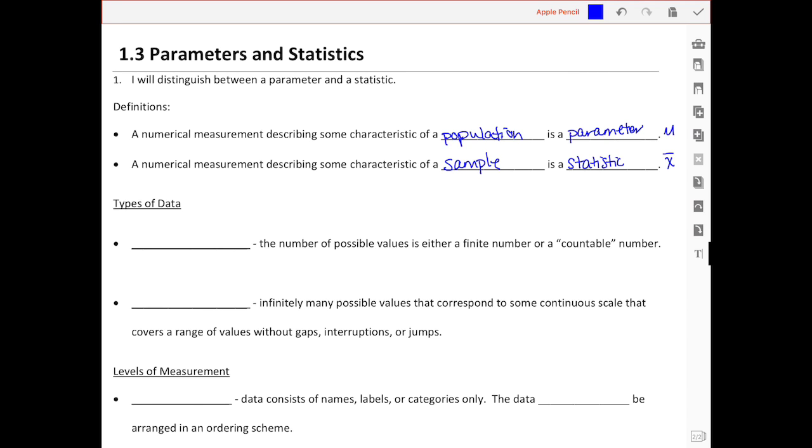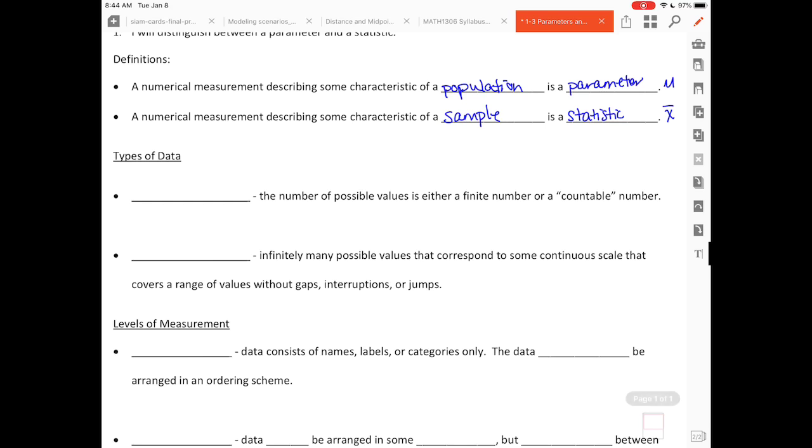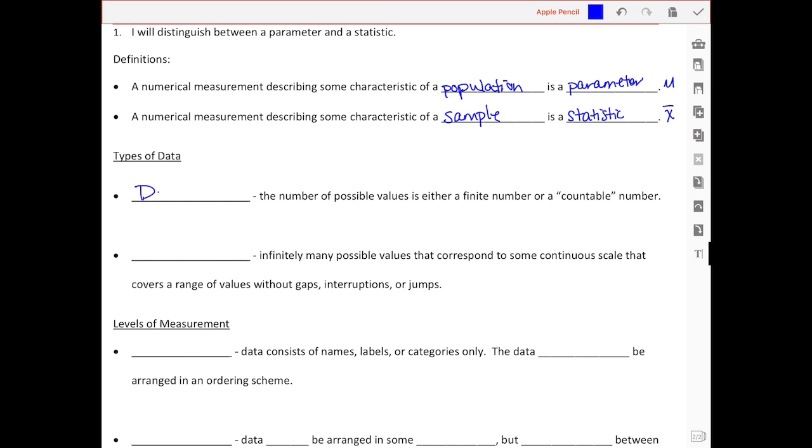There are two types of data, a lot like with algebra where you had two types of functions. The two types of data would be discrete and continuous. If you remember in algebra, a discrete graph is one that's just got the points everywhere, like a scatter plot basically. And a continuous is where you've got the smooth line that goes through it.